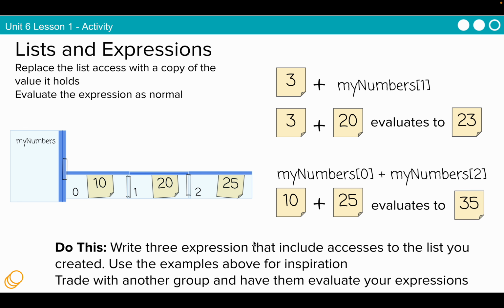35. So write 3 expressions that include accesses to the list that you created. You can use these examples for inspiration. Pause the video here so that you can add that to your journal and to the document that you're going to turn in.